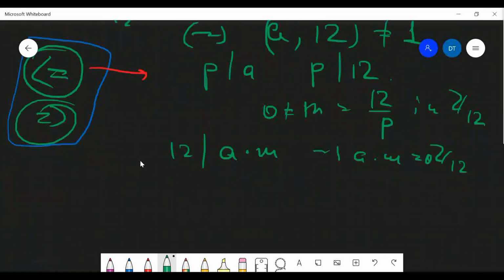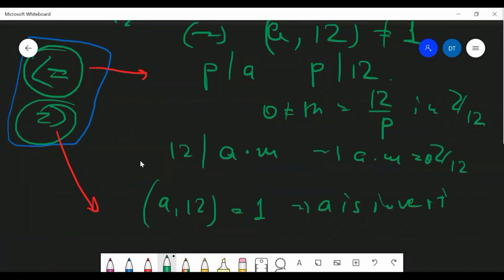But if you want to prove this in the opposite direction, you may suppose that A and 12 are coprime and show that A cannot be a zero divisor. But in this case, we have already shown that A is invertible. And hence, A is not a zero divisor.